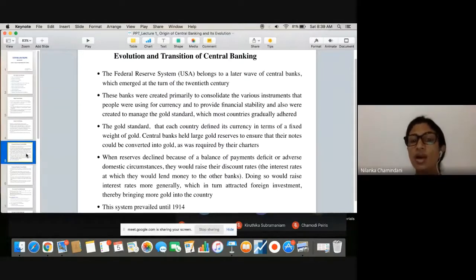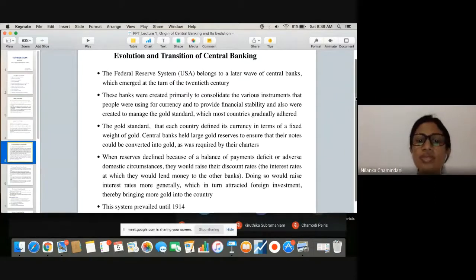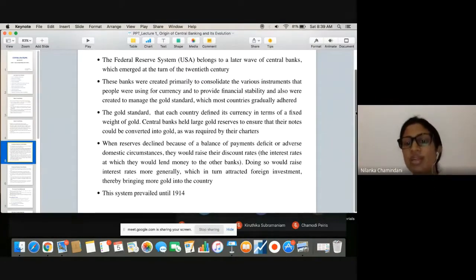So to adhere to the gold standard system, they should have a charter. That means a legal background, so a legal norm should be there. And when reserves decline because of balance of payment deficits or adverse domestic circumstances, I'm not sure whether you have learned about the balance of payment, but how can I explain the balance of payment.